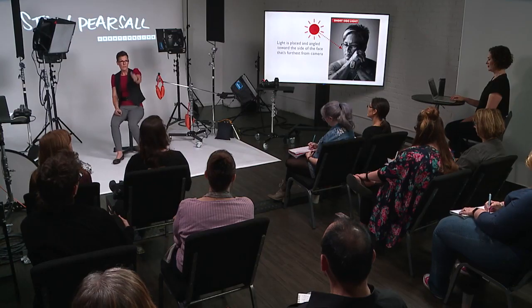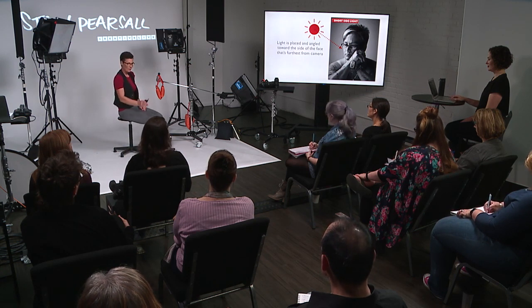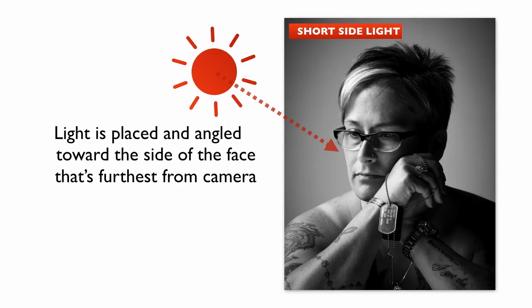The short side is in reference to the side of the face that's furthest from camera. So if the camera is this direction here, and my subject is facing this direction, the short side of the face is going to be the side of the face that's furthest from camera.